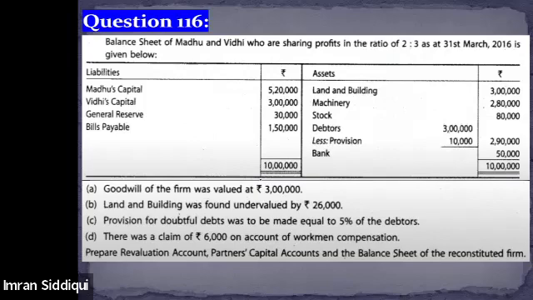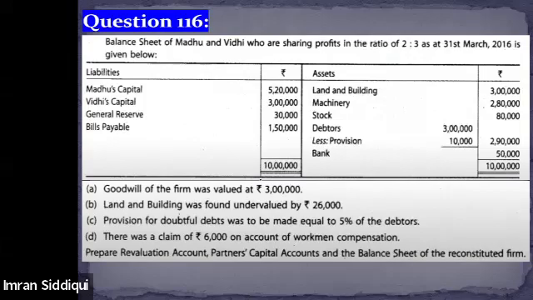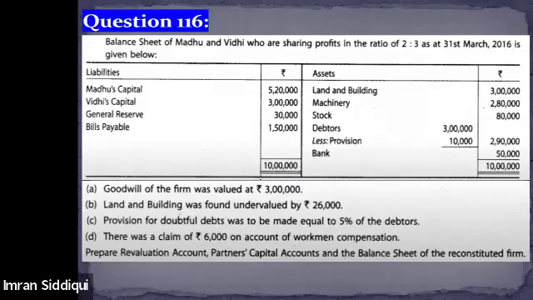Okay, now question says that goodwill of the firm was valued at 3 lakh. So this is the self-valued goodwill of the firm that needs to be adjusted among the partners. We need to pass the adjustment entry for this. If you are able to recall, whenever the firm's goodwill is self-valued, we need to pass the adjustment entry for that. Both of you are able to recall this? Yes, sir.